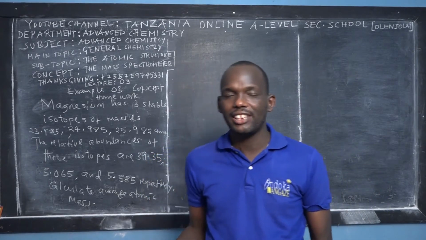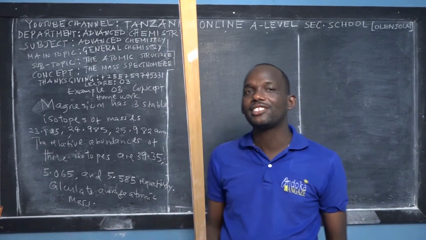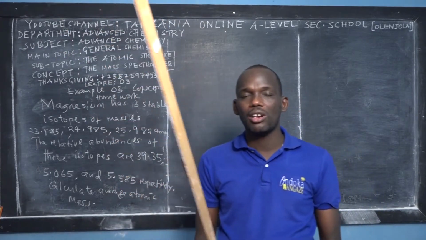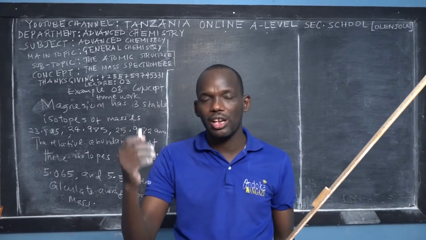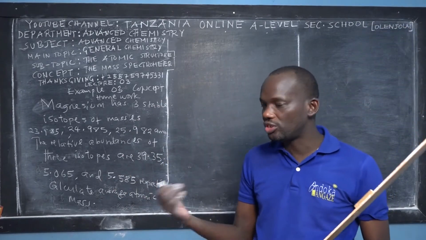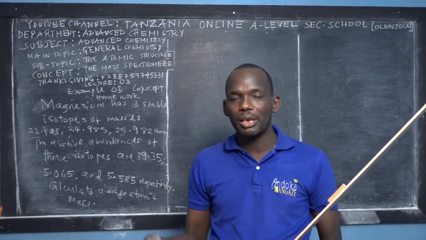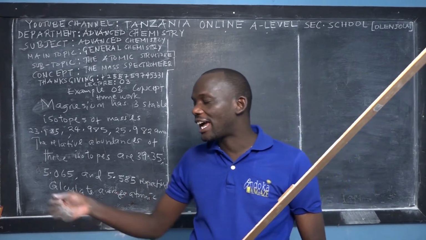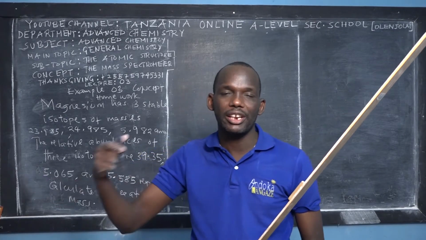As a teacher, I have this ruler for making lines and for teaching. This is one of the resources. I also have a piece of chalk and a blackboard. I'm ready. I also have the notes and the questions that I'll be using, and my scientific calculator for the computations.